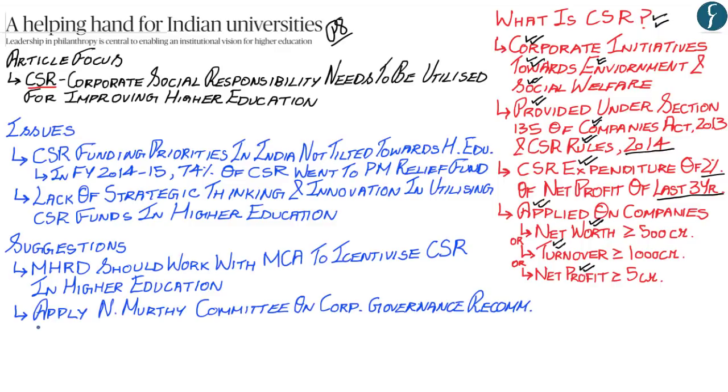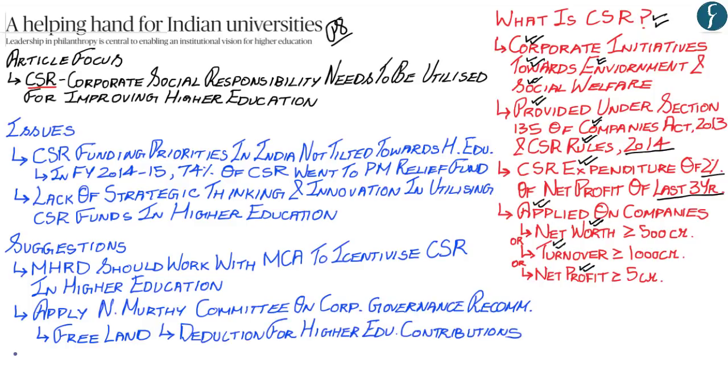Now, these recommendations of the Narayan Murthy Committee on Corporate Governance are not specific to CSR, but nevertheless, the author has highlighted them on how they can be used in improving higher education, wherein the first recommendation is free land for 999 years for higher education institutions. The second recommendation is giving deductions to companies and corporates for their contributions to higher education.